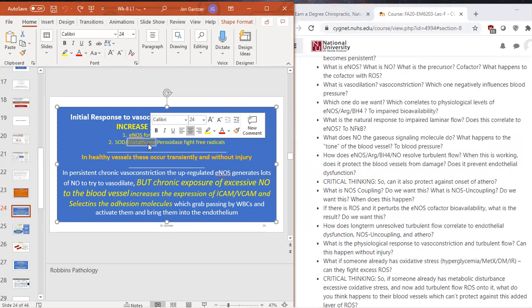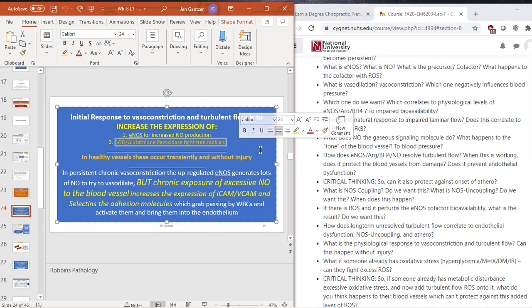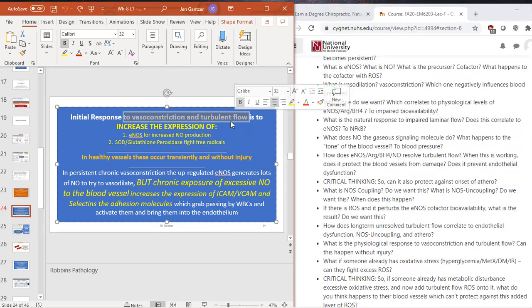Guess what? If you don't have glutathione, which is what? Cysteine, glycine, and glutamate. Guess what mineral you need? Selenium. And SOD, I hope you remember, that's your copper, zinc in the cytosol, and that is your manganese in the mitochondria. So what if a person is deficient in vitamins and minerals? They get the signal to express the antioxidants to protect against this vasoconstriction, turbulent flow, and they can't. And what about the ability to make nitric oxide?